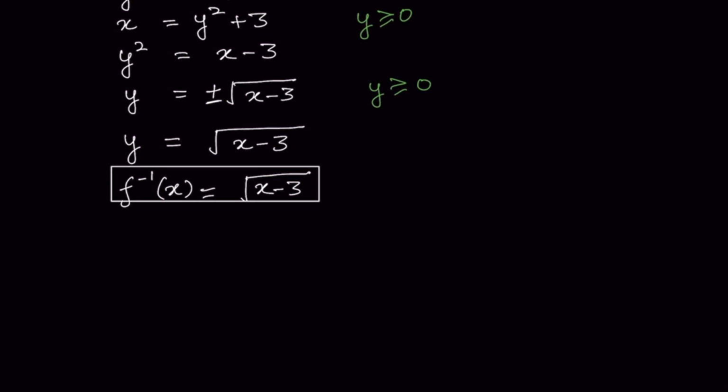Now, if we understood well about our inverse, it means that if there is a point (x, y) on the graph of f, then corresponding point (y, x) will be on the graph of f inverse.